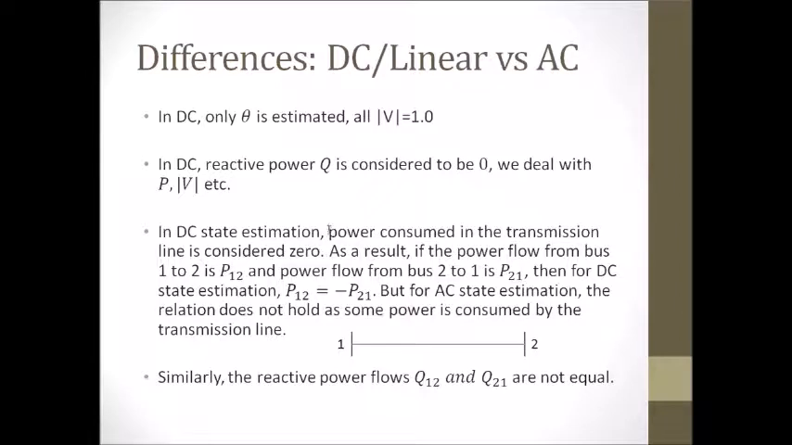In DC state estimation, the power consumed in the transmission line is considered to be 0. If the power flow from bus 1 to bus 2 is P12, and the power flow from bus 2 to bus 1 is P21, then P12 becomes equal to minus P21. However, in AC state estimation, this is not true. We consider that there will be some loss in the transmission line and they will not be equal. It is also true for the reactive power as well.